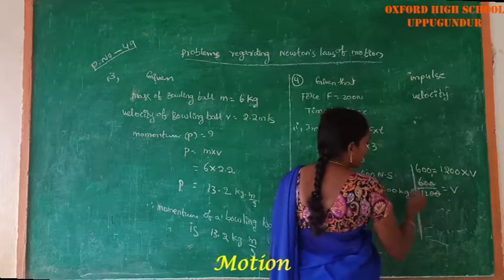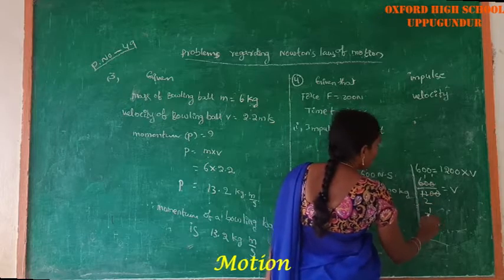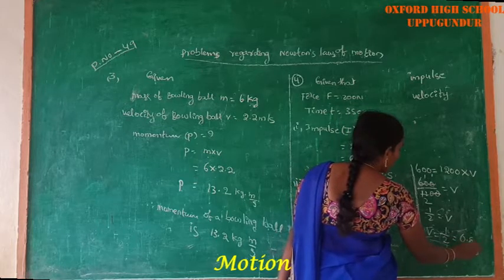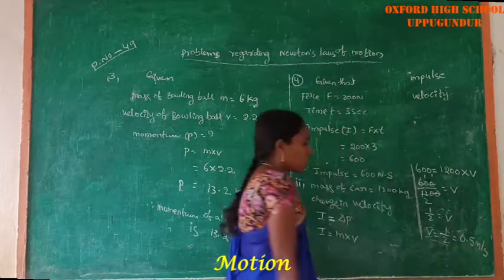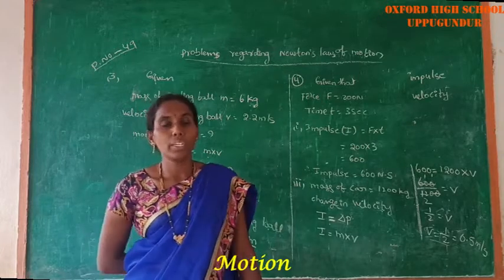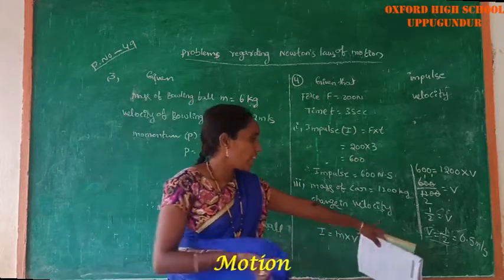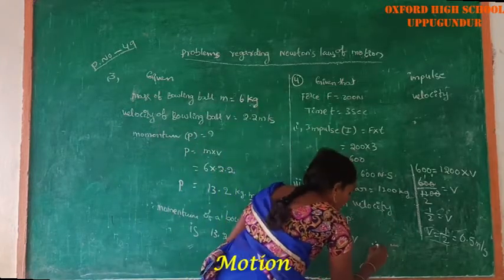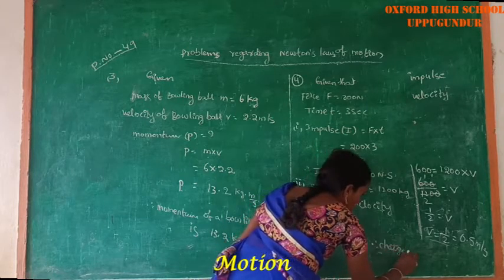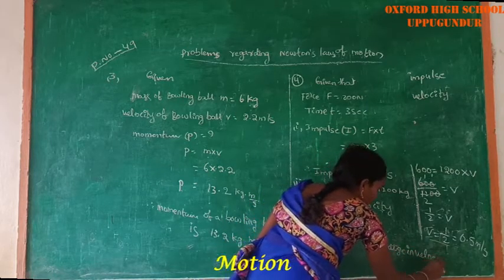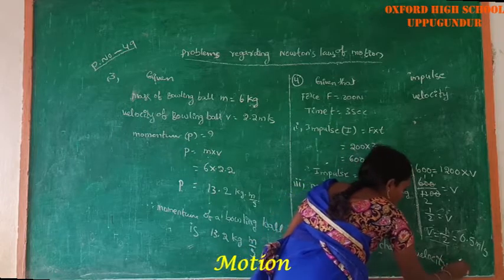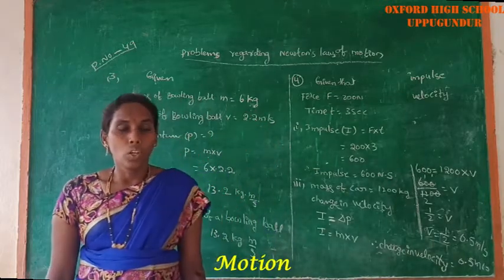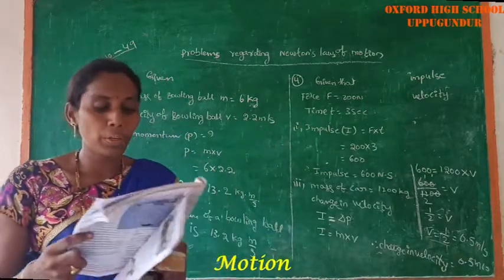2 zeros get cancelled, 6 ones are 6, 6 twos are 12. So 1 by 2 is equal to v. Here v is equal to 1 by 2, that is equal to 0.5 meter per second. So the change in velocity of the car is 0.5 meter per second. These are the two problems, problem number 3 and problem number 4.